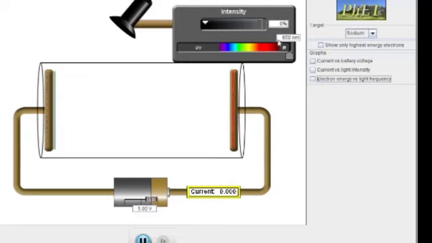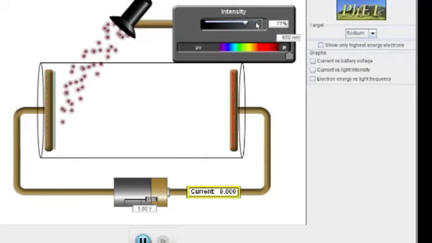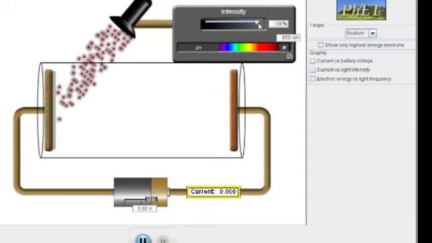The light here is in the infrared region. Let's increase the intensity and let the value of intensity be at 40%. What do we observe? Whatever be the intensity of light in the infrared region and whatever be the duration of the light, no photoelectric effect is observed.